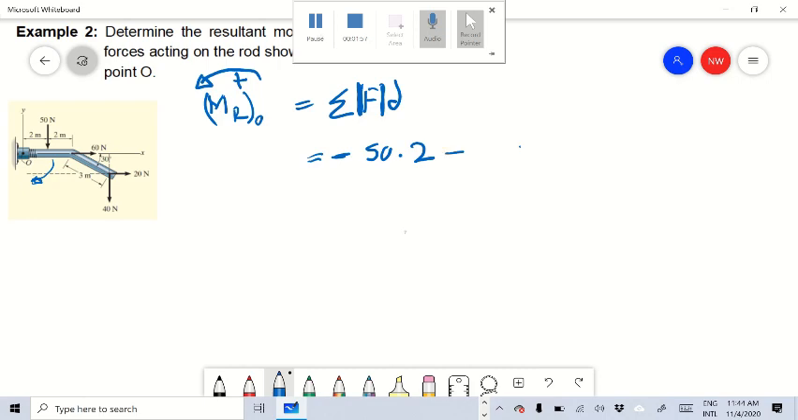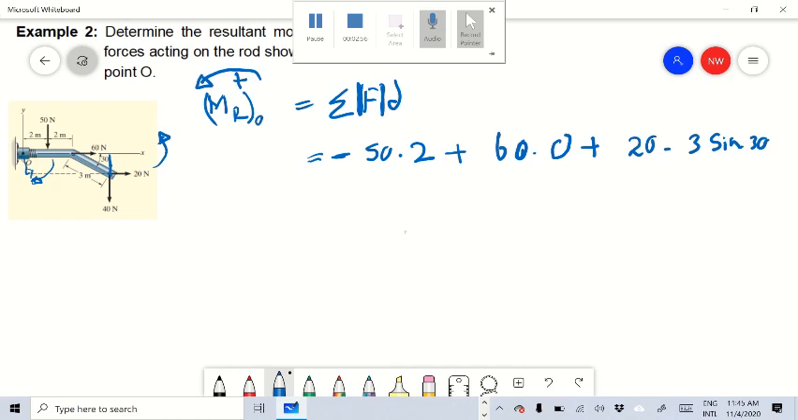Then if you take this force 60, you can see the line of action of the force goes through point O, so the perpendicular distance is 0, right? Then if you take this force 20, it will create counterclockwise rotation, so plus 20 times the perpendicular distance from here to the line of force. This length is 3, so this one is 3 sine 30, right? From here to here.